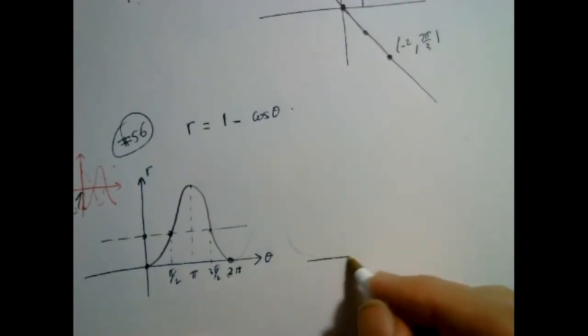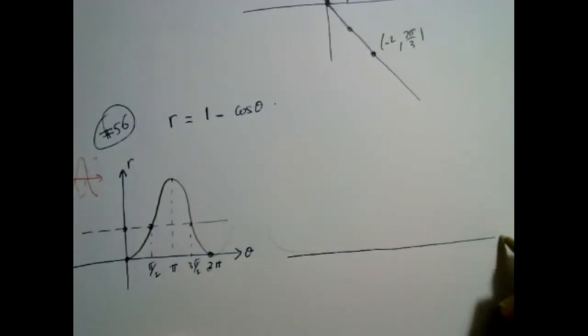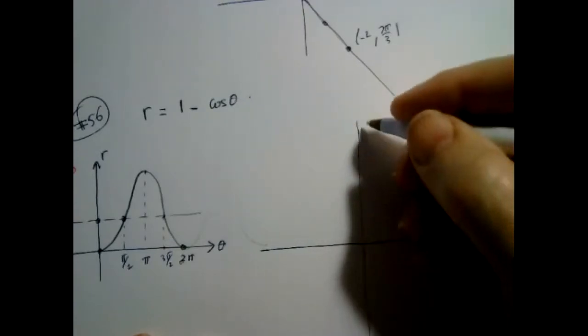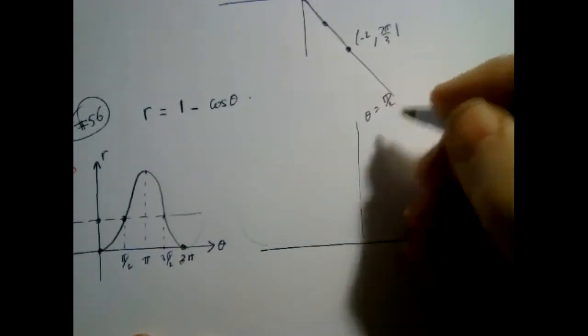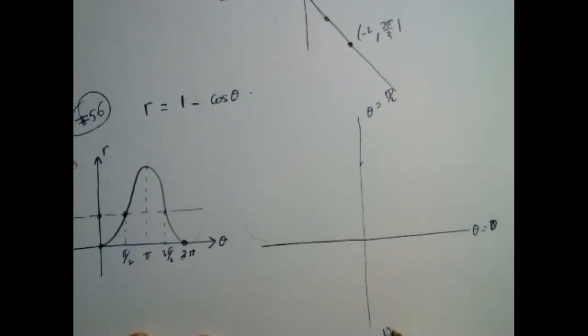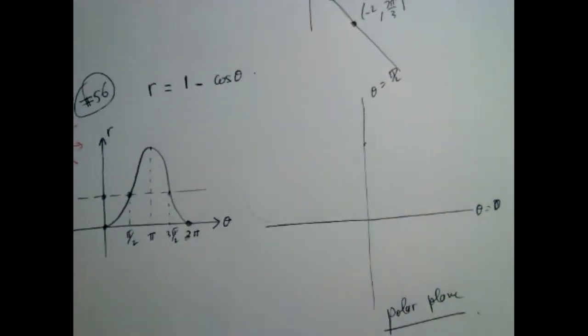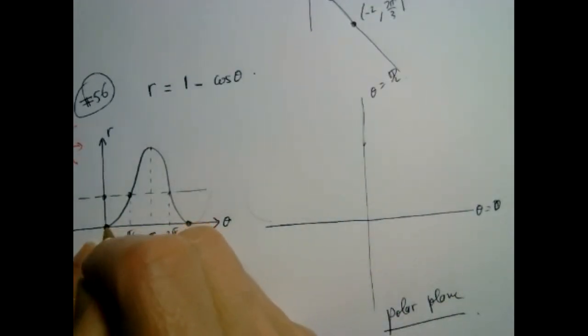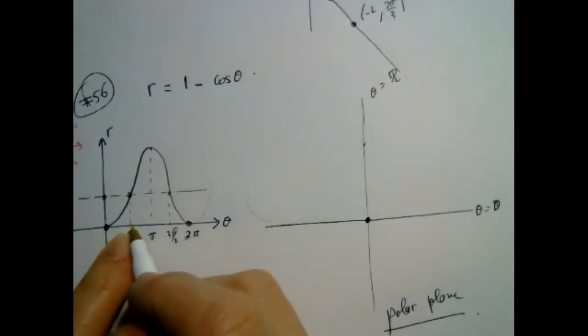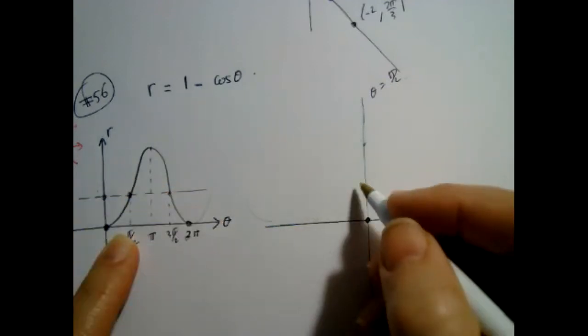Now the polar plane. So right here, that's the theta equal to 0 line. And right here, that's the line theta equal pi over 2. It means every point here has polar coordinate theta pi over 2. And this is the polar plane. And now we start translating from here to here. If theta is 0, R is 0, so we're going to start right there. If theta is pi over 2, R is 1.